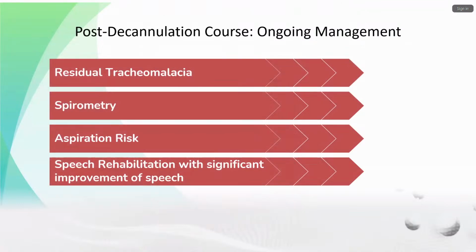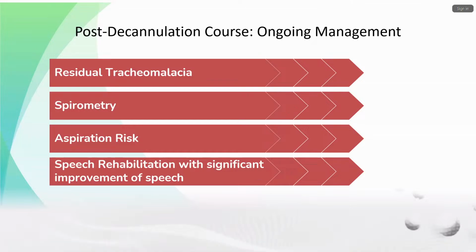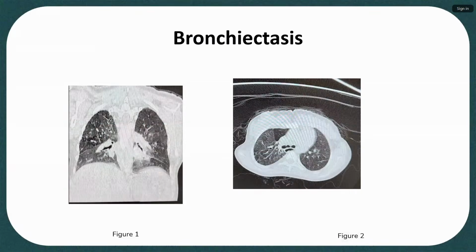Our post-decannulation course was focused on close monitoring rather than intervention. This included surveillance for residual tracheomalacia, management of any aspiration risk, performing spirometries, and speech rehabilitation, which showed significant improvement of speech. But one of the most important key elements here was ongoing airway clearance, because it remained the mainstay. That wasn't because of decannulation itself. It was because she already had established bronchiectasis by the time she came to us.